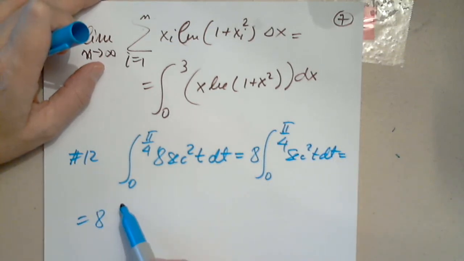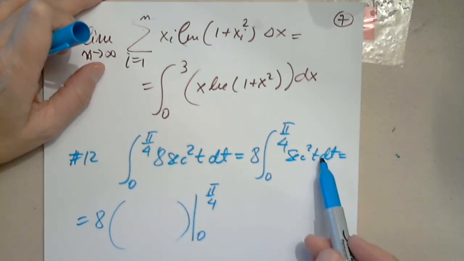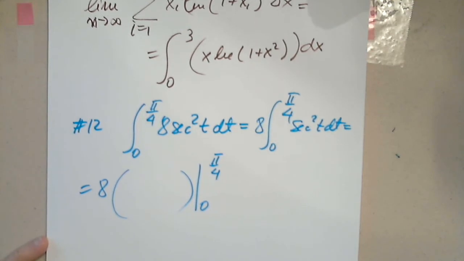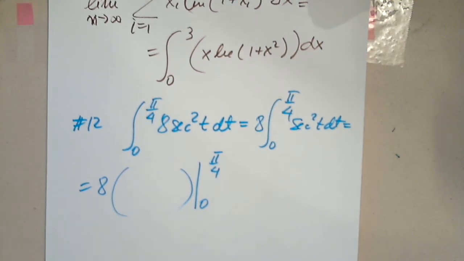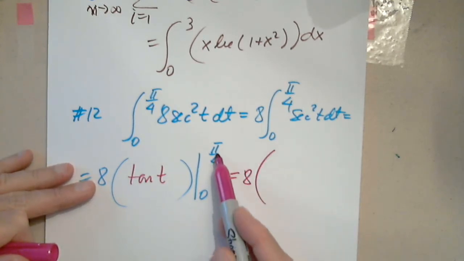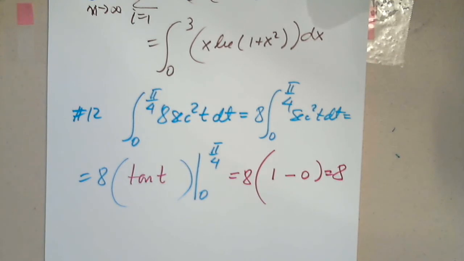And now all I have to do is remember which function prime is secant squared. Once I have that, I will plug in pi over 4 and subtract when I plug in 0. So which function prime is secant squared? That would be tangent. So tangent t prime is secant squared t. We leave the 8 outside, let it wait. When I plug in pi over 4, I get 1 minus, when I plug in 0, I get 0. So the answer is 8.